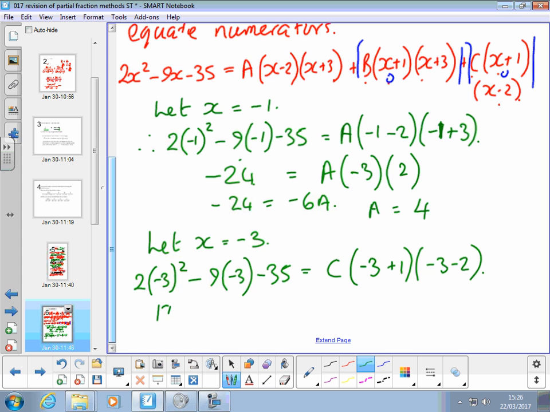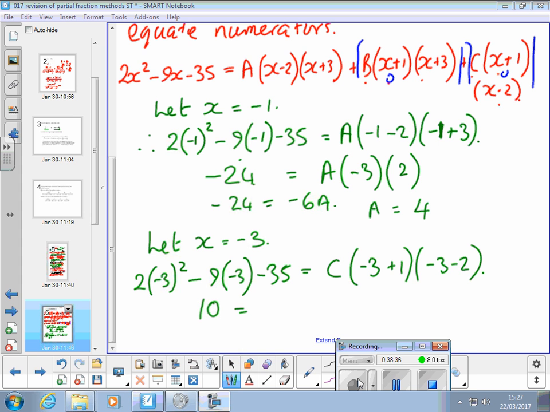That bit's 18. That's bit 27. Am I right? What did that equal altogether? 10. And this side? Ten is equal to 10c, therefore c is equal to 1.